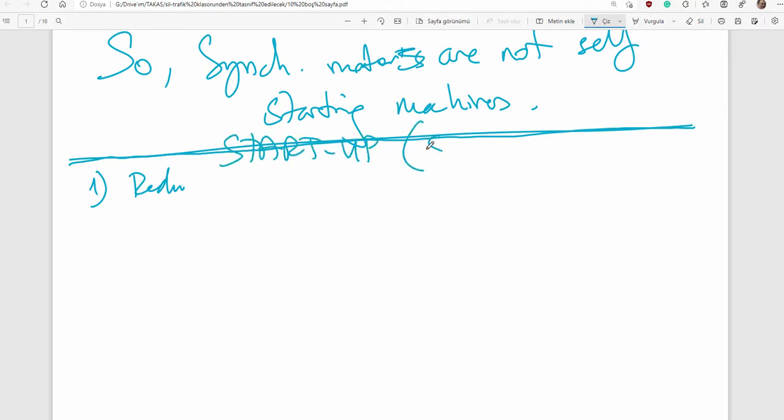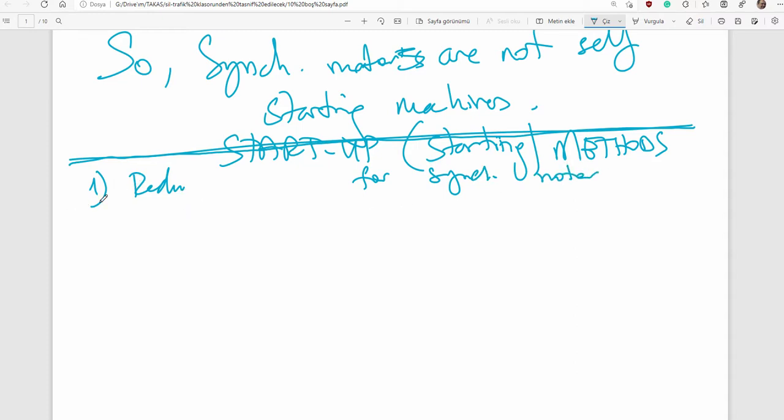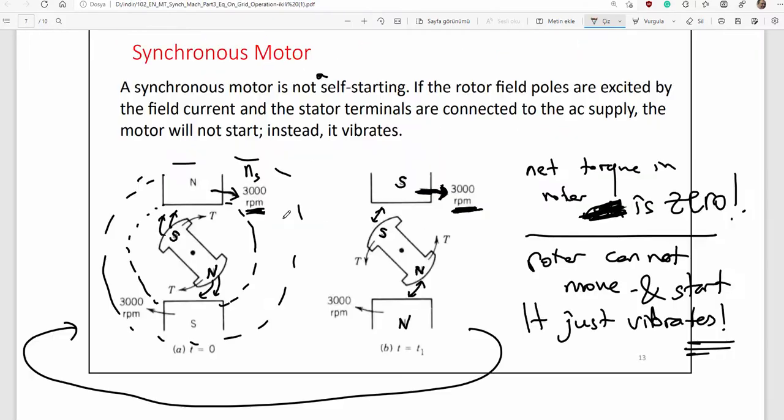First, reducing frequency, start up, or sometimes we say starting methods for synchronous motor. Okay, first, as a first method, we study on reducing applied frequency. Now, assume that here is only a few rotation. Here is only a few rotation.